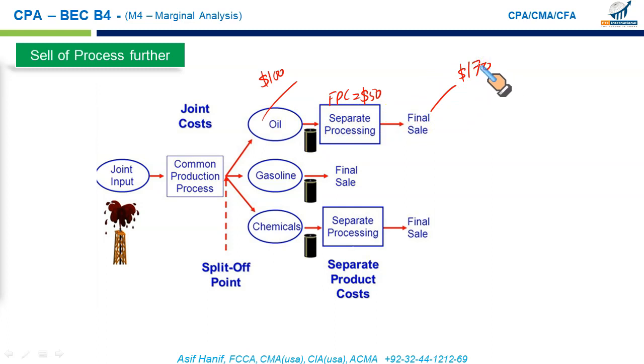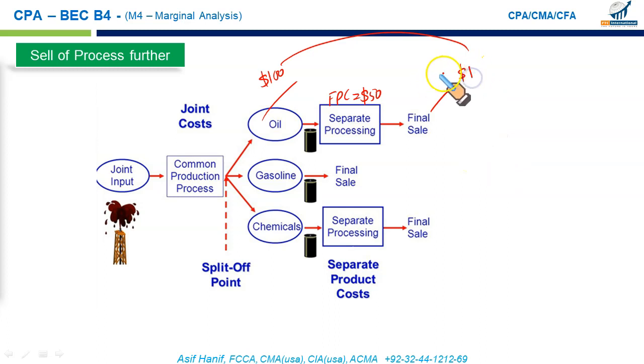See, now we have to make a comparison. We will compare the incremental revenues. What is the incremental revenue? Incremental revenue is 100 versus 170. 100 we could have got by selling at split off. 170 is the final selling price after processing. So incremental revenue is $70, but the incremental cost, the further processing cost, is $50. So clearly, revenue is more than the cost. You should go for it. You should process it further because it will enhance your profit by $20 per barrel.